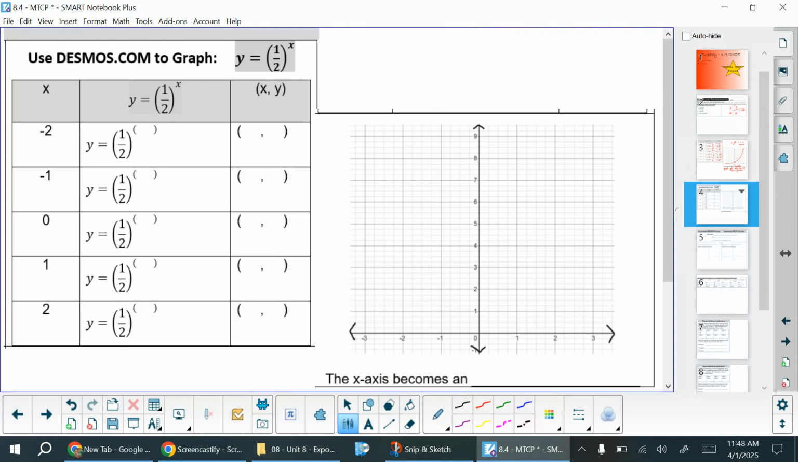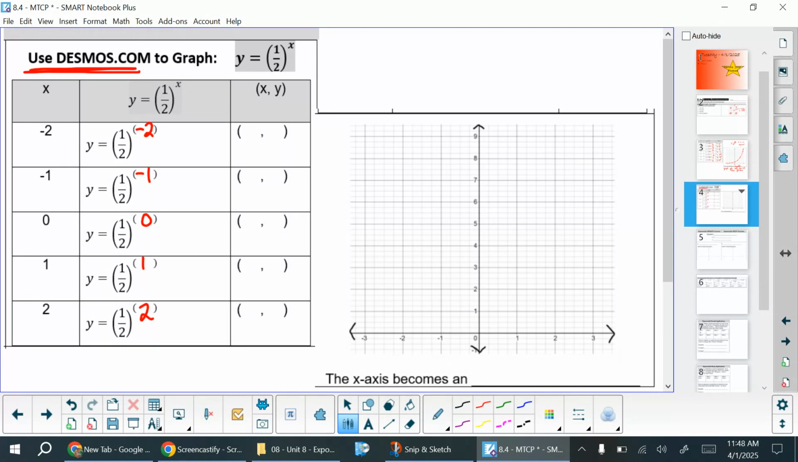And this one's got a fraction in it. So I'm definitely going to want you to use Desmos here. You maybe need to pull out your Chromebook. If you need to pause the video to get your Chromebooks out now, that'd be a good time to do it. We're going to do the same thing, though. We've got y equals 1/2 to the x. So I'm going to plug in my different x values here.